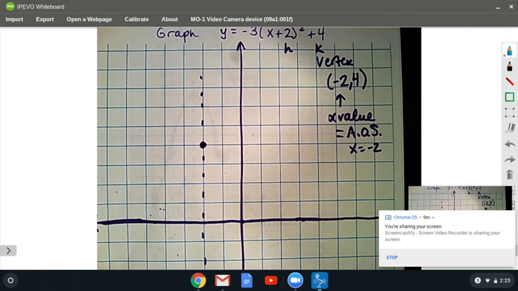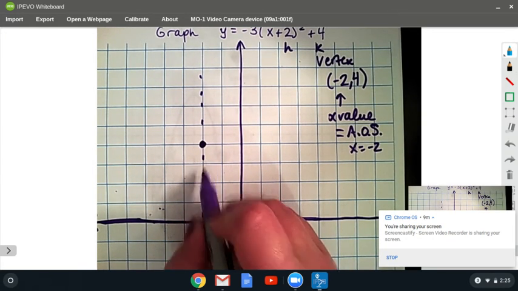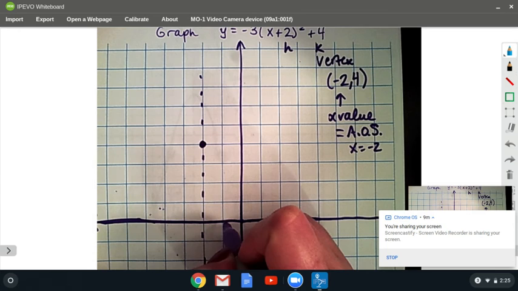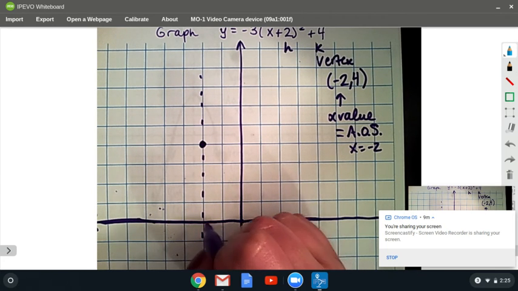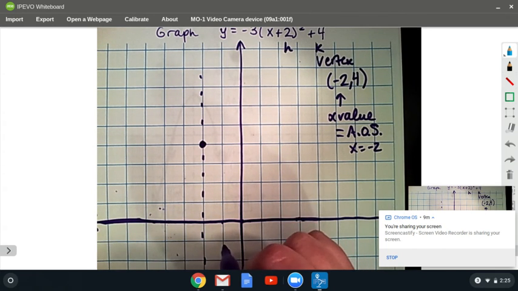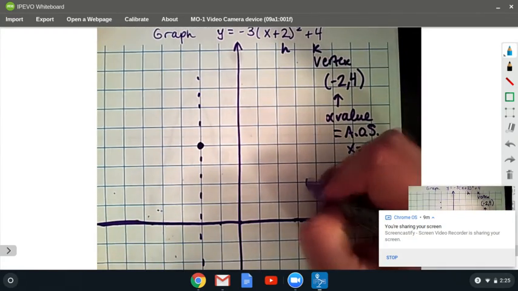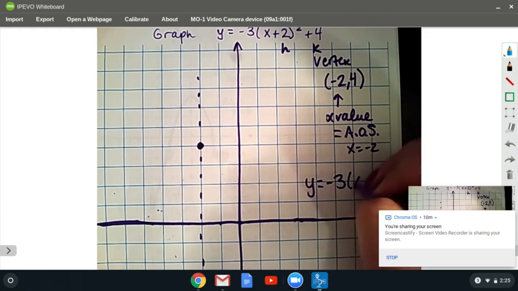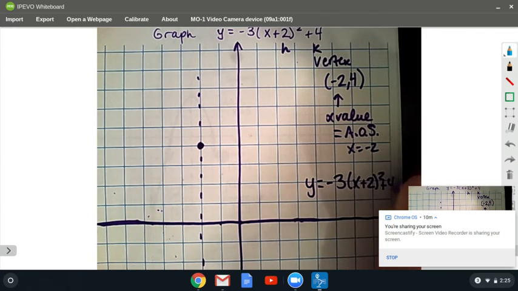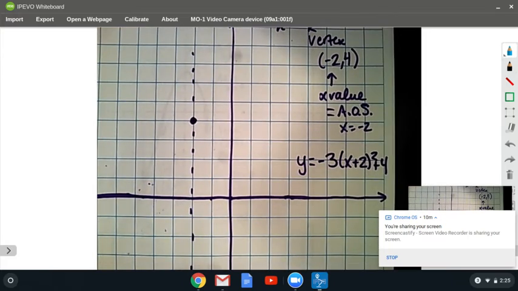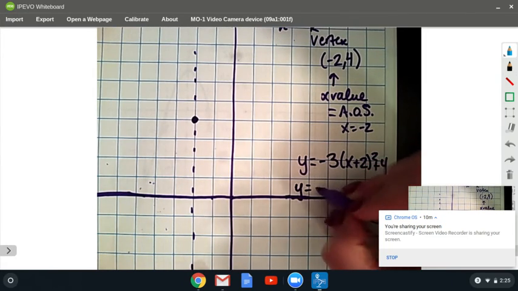From here, I have to figure out another point on the graph before I can do anything else. Is there another point I know? We always told you guys in class to pick an x value that's either to the left or the right of this axis of symmetry. I'm going to go to the right and use -1 because -1 is an easy number to work with. So now I'm going to plug -1 into this equation. So my equation looks like this. I'm going to plug in a -1 here for x.